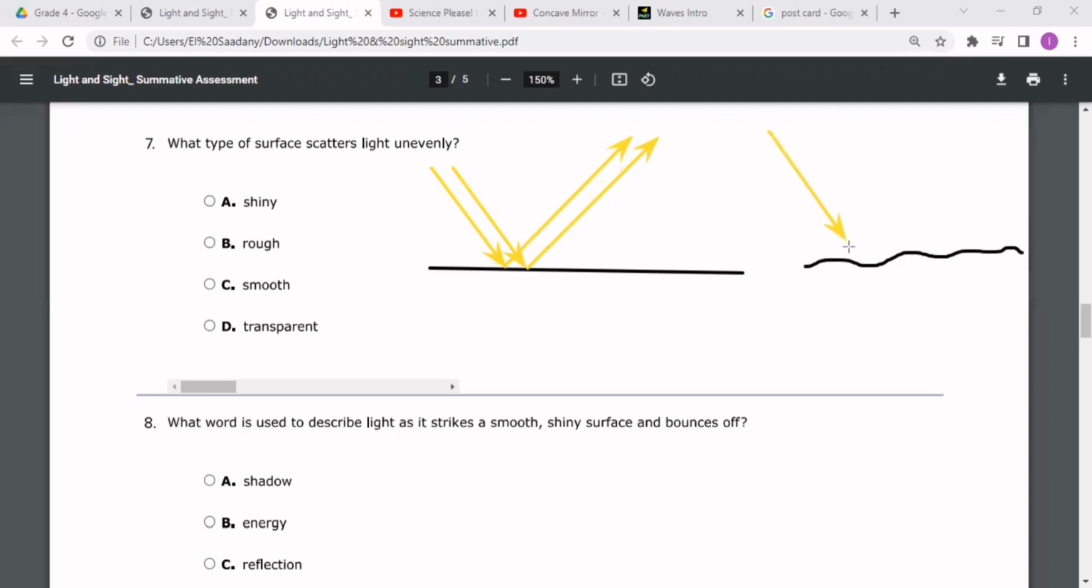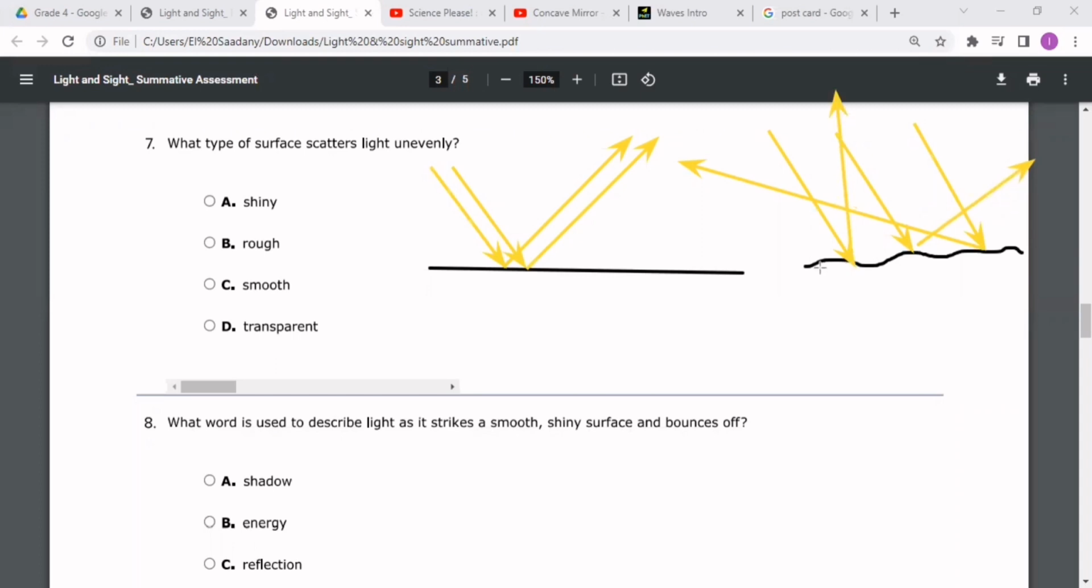For example, this is a light here, and it's falling on the rough surface. So it will be scattered or diffused. One light ray will just move this direction, the other light ray will move this direction, the other light ray will move this direction. And why does this happen?